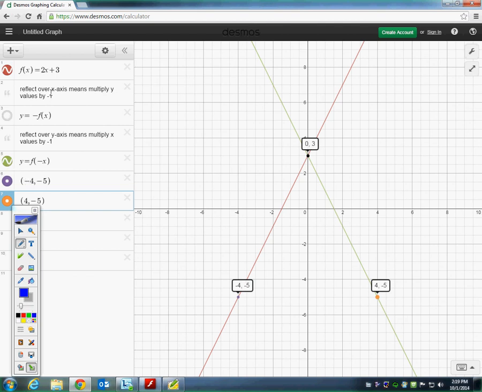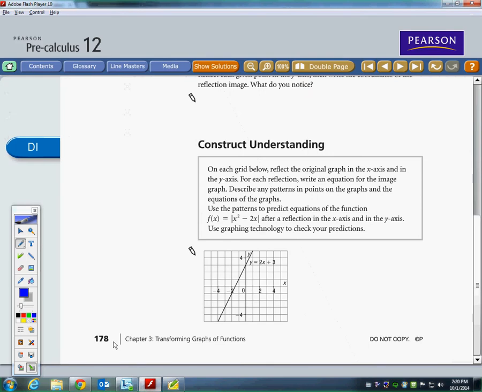If you want to reflect over the x-axis, it means you multiply the y values by negative 1. If you want to reflect over the y-axis, it means you multiply the x values by negative 1. And here is the kind of quick notation for showing that. Okay, let's go back to our other sheet here.